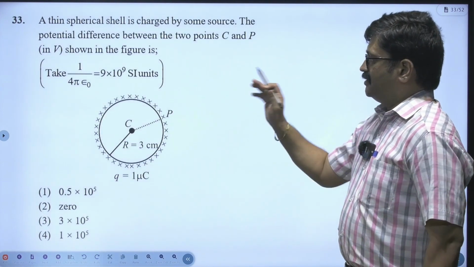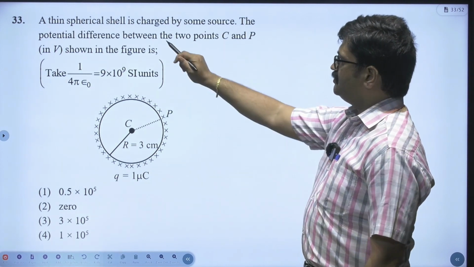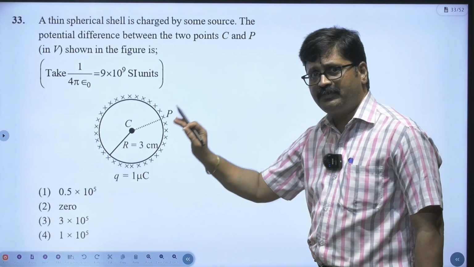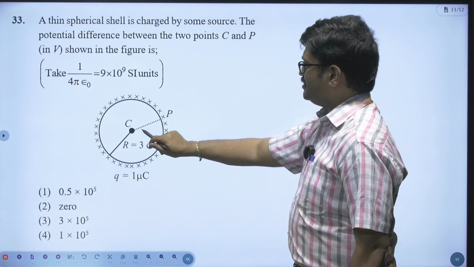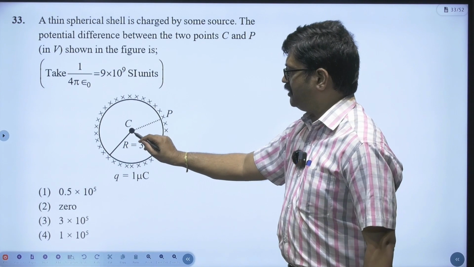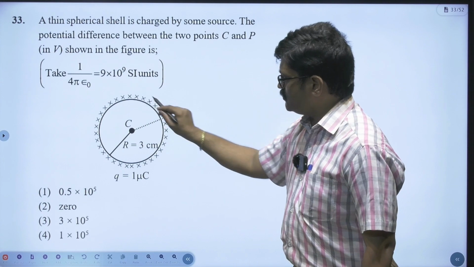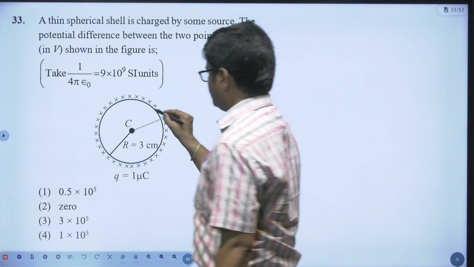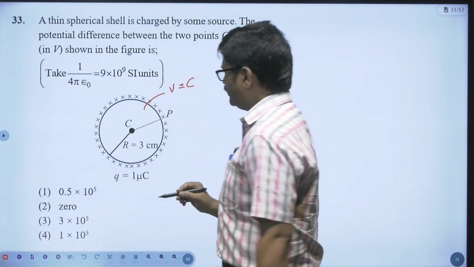Then this one is a hot pick, I can say. A thin spherical shell is charged by some source. Note that it is a spherical shell. And potential difference between the 2 points C and P. See, such a simple question. Potential at C and potential at P, if you just consider, we know that it is a hollow sphere, a spherical shell. So definitely potential remains constant inside. So here V is a constant, from center to surface.